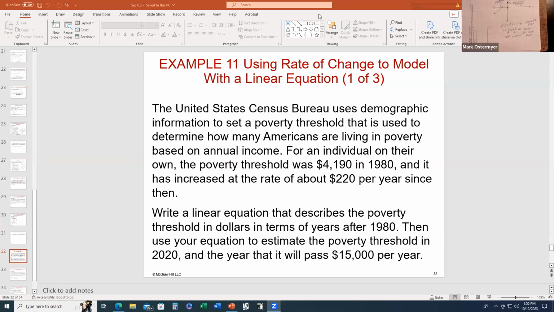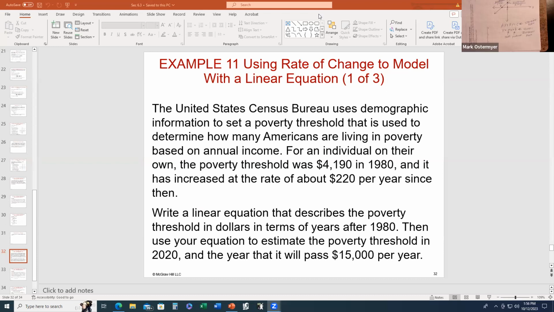The United States Census Bureau uses demographic information to set a poverty threshold that is used to determine how many Americans are living in poverty based on annual income. For an individual on their own, the poverty threshold was $4,190 in 1980, and it has increased at a rate of $220 per year since then. Wow, that's a hefty increase, $220 per year. Write a linear equation that describes the poverty threshold in dollars in terms of years after 1980. Then use your equation to estimate the poverty threshold value in 2020 and the year that it will pass $15,000 per year.